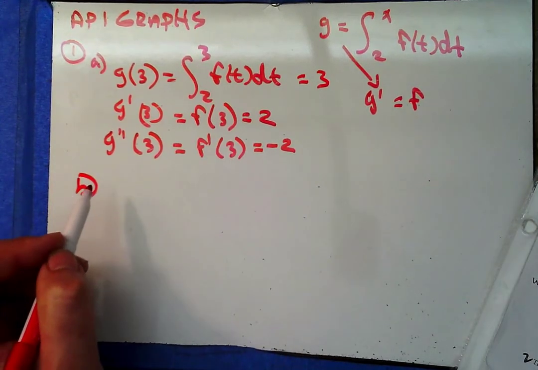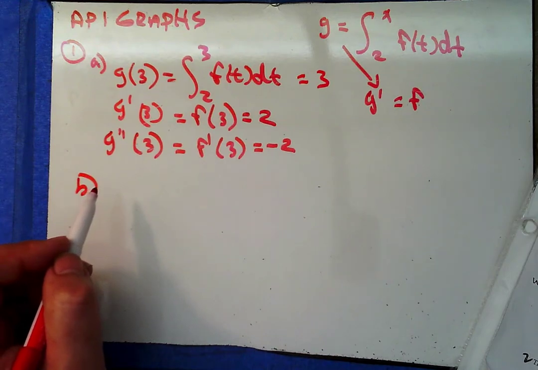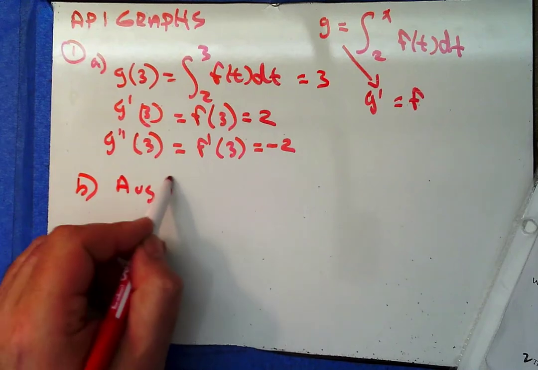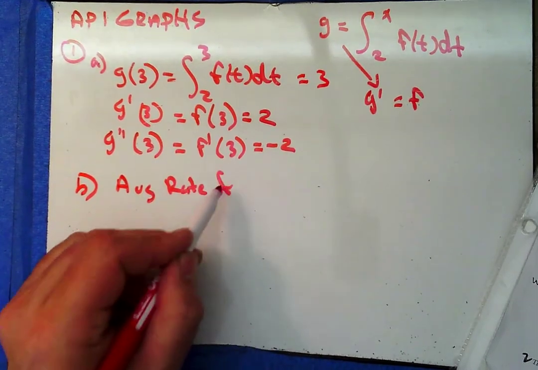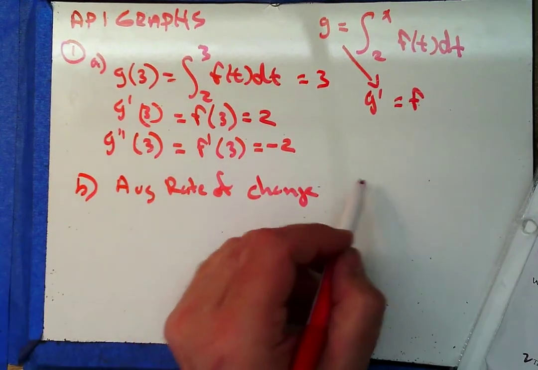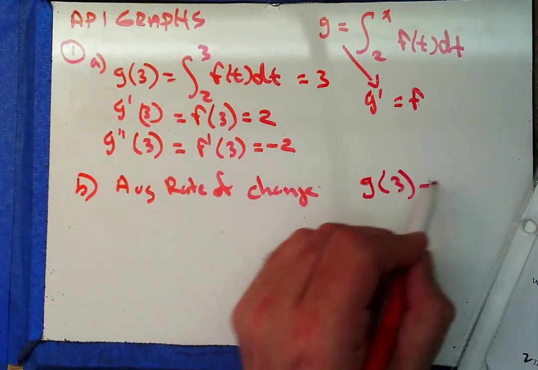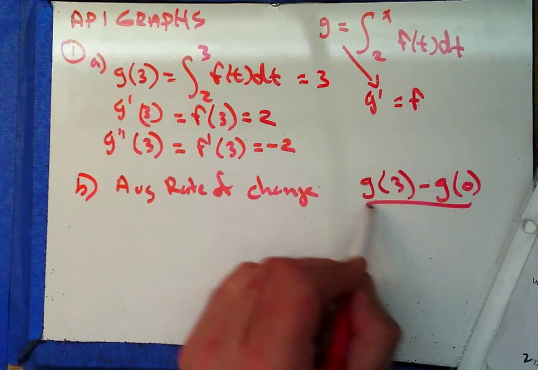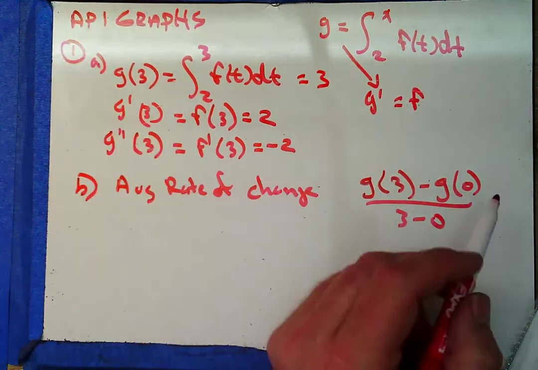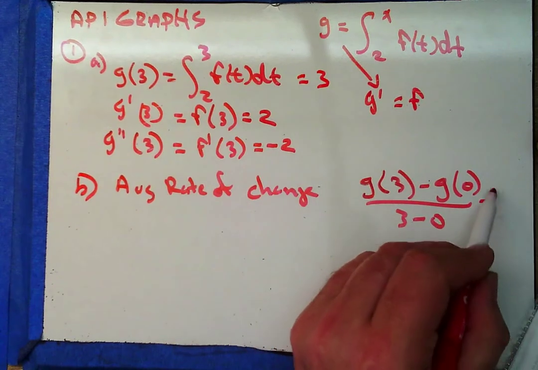Part B. Part B says find the average rate of change of g on 0 to 3. So average rate of change. This isn't average value. This is average rate of change. And so they want g of 3 minus g of 0 over 3 minus 0. Well, luckily we found g of 3 already. We know that that's 3.